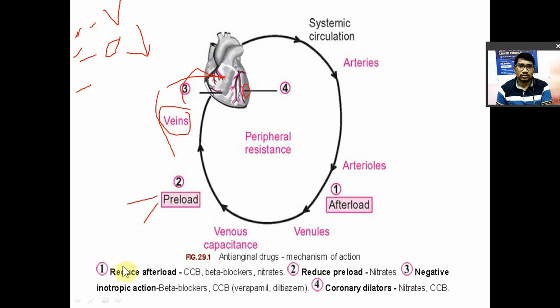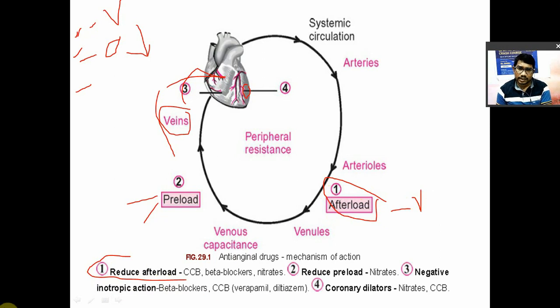Okay, so type 1 drugs will reduce the afterload. Type 1 drug कुठले कौन से होता है afterload decrease करने वाले. Afterload मतलब क्या है? So it is nothing but the volume or pressure of blood in the left ventricle. So that is known as the left ventricular end diastolic pressure. So that is decreased by calcium channel blockers, beta blockers and nitrates.